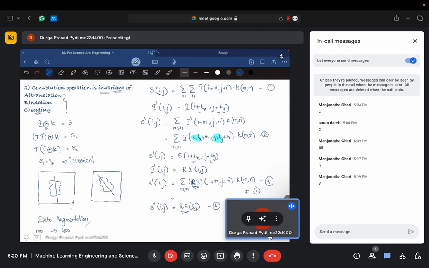So now is it clear? The conclusion is basically that convolution is invariant to translation, but for rotation and scaling it is not invariant. It will change depending on these two. So you can do data augmentation by actually rotating and scaling your original images and then creating more data from it.